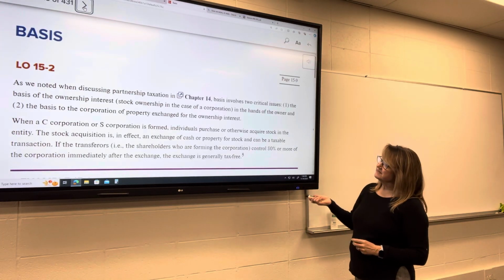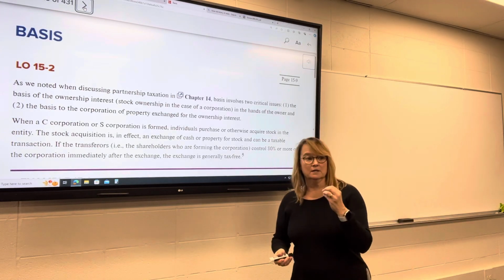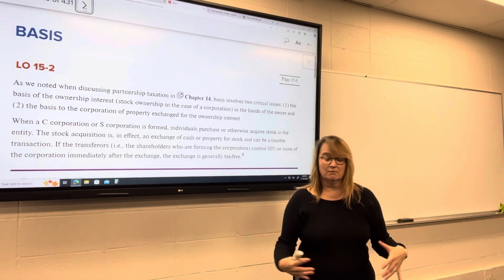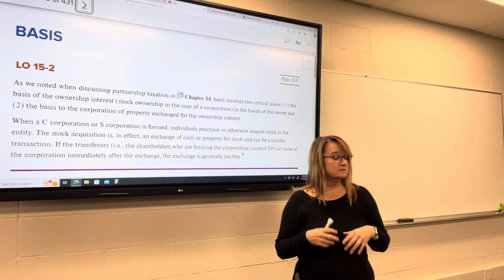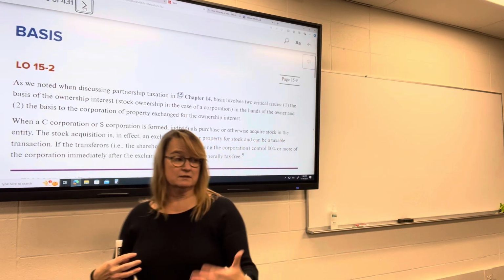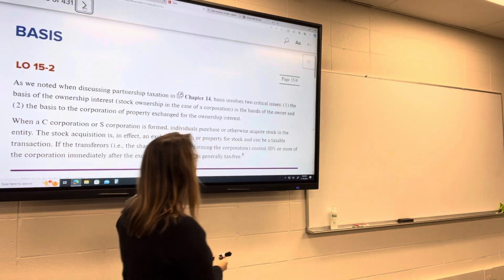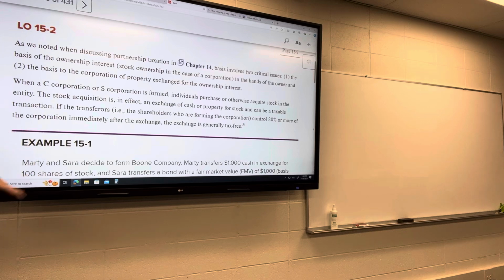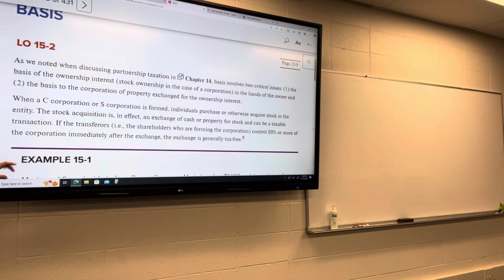So inside basis, again, would be the basis to the corporation of its assets, right? Outside basis is the owner's basis in their investment in the corporation. So that's mostly what we're talking about here with regard to corporations, that outside basis. So when either a C or an S corporation is formed, individuals will purchase stock.